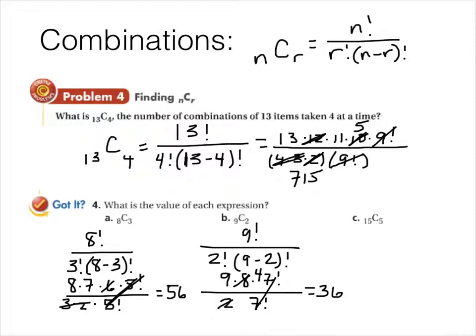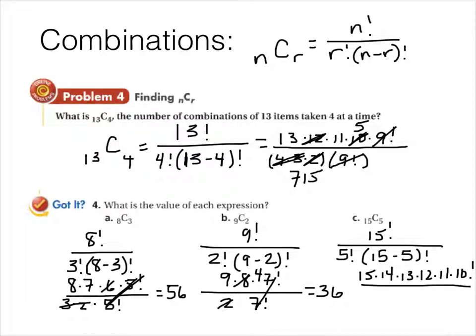Last one, 15 factorial over 5 factorial times 15 minus 5 factorial. 15 times 14 times 13 times 12 times 11 times 10 factorial, over 5 times 4 times 3 times 2 times 10 factorial. All right, 10 factorial, 10 factorial. 5 goes into 15, so does 3. 4 goes into 12, leaves a 3. 2 goes into 14, leaves a 7.